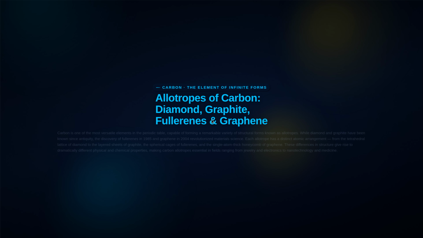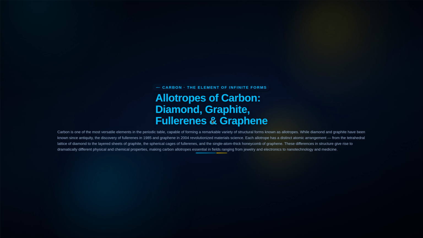Welcome to this lesson on the allotropes of carbon. Today, we will explore how one single element, carbon, can take on so many different forms, from the sparkle of a diamond to the dark flakes of graphite, the soccer ball-shaped fullerenes, and the revolutionary single-atom-thick wonder material, graphene. Carbon is truly the element of infinite forms. Let us begin our journey into the molecular world of carbon allotropes.